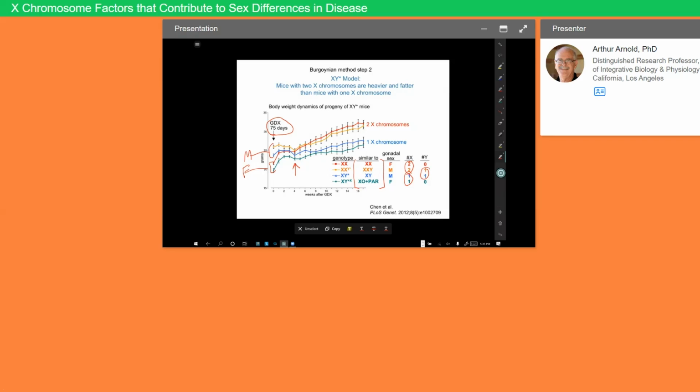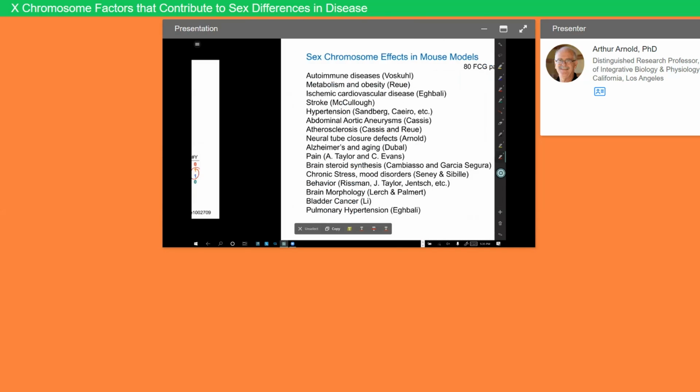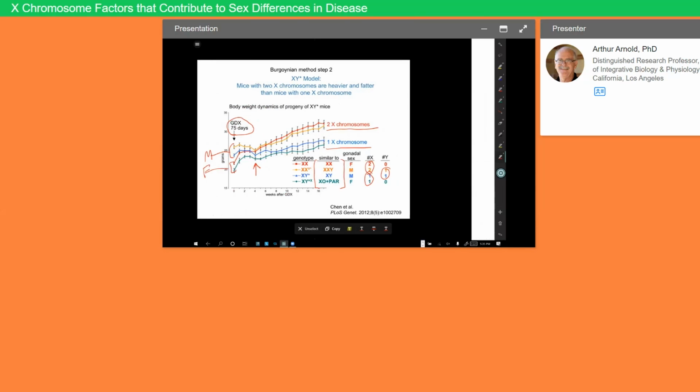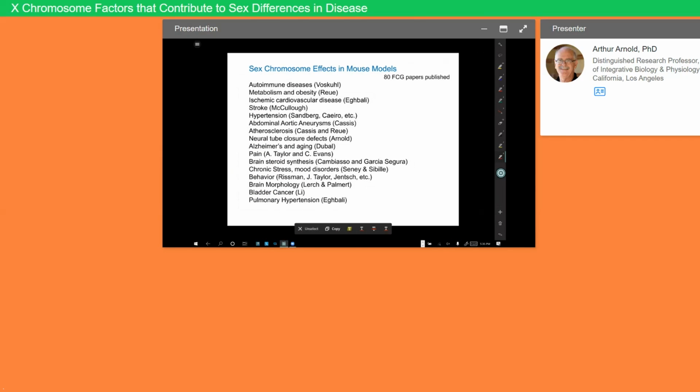A month after taking out the gonads, the sex difference goes away, confirming the hormonal nature. But then over a period of months, animals with 2 X chromosomes, whether they have a Y chromosome or not, are heavier and fatter than the animals with 1 X chromosome, showing that the sex chromosome effect is an X effect. And so now we're getting somewhere as we're trying to narrow down where the genes are that are causing these effects. We know it's an X chromosome effect.